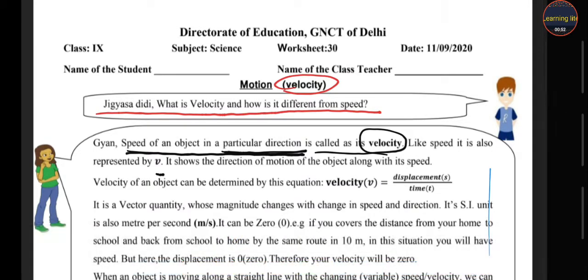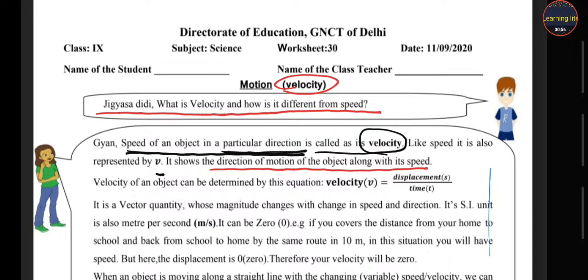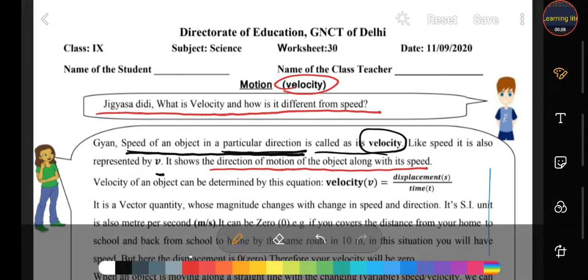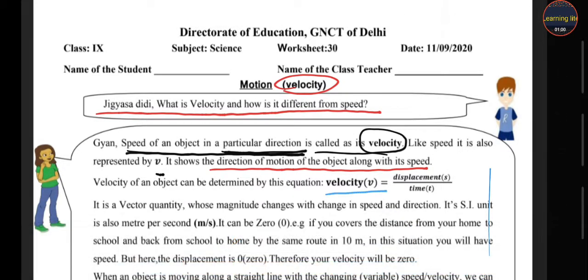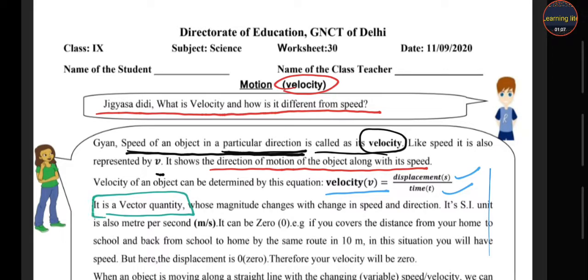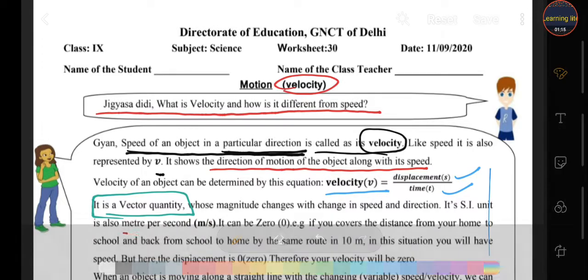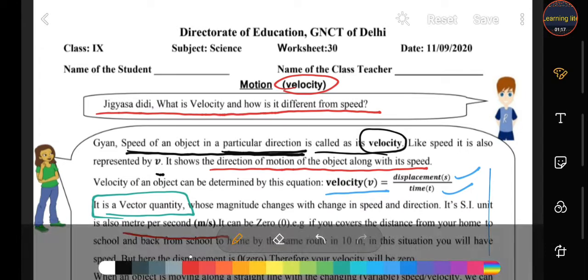Its symbol is V. It shows the direction of the motion along with the speed, and its formula is velocity equals displacement upon time. Students, it is a vector quantity. Vector quantity means it gives us magnitude as well as direction, and its SI unit is meter per second. Next students, very important line, it can be zero.